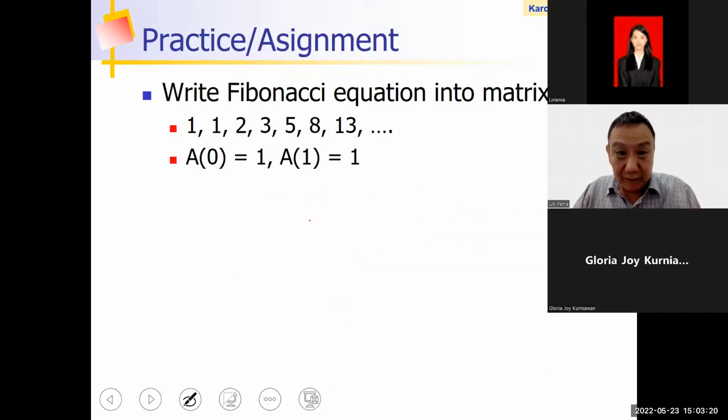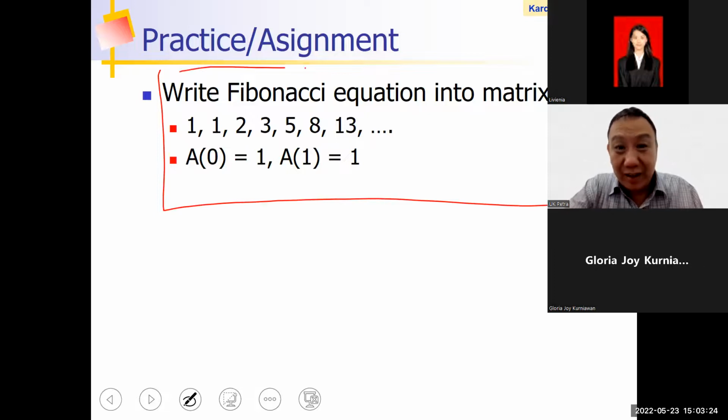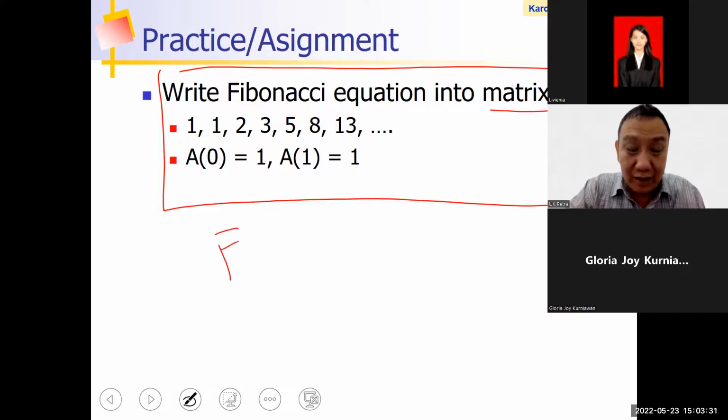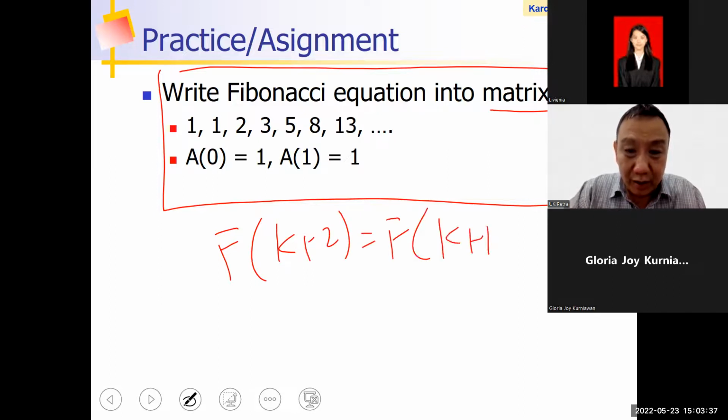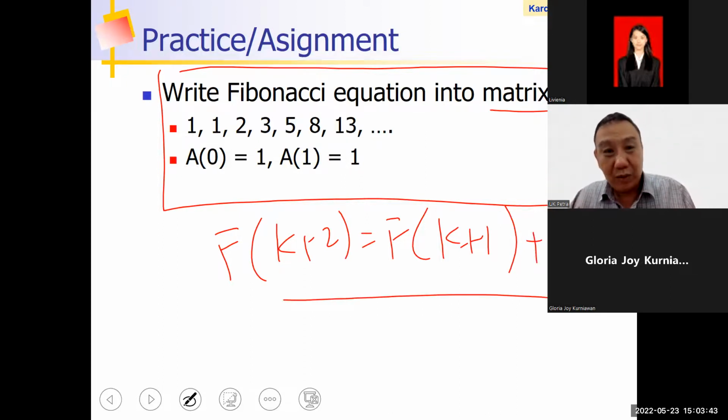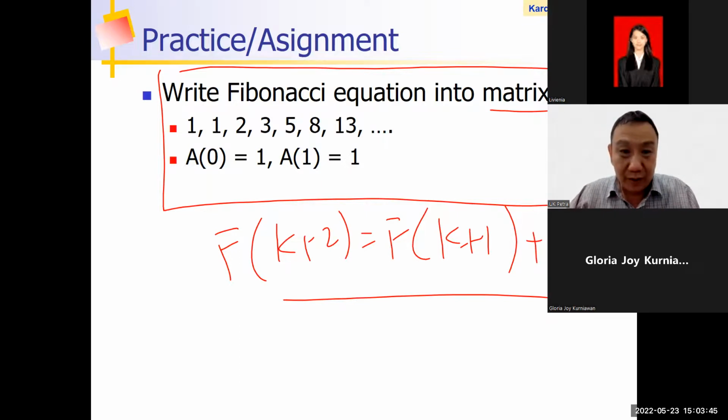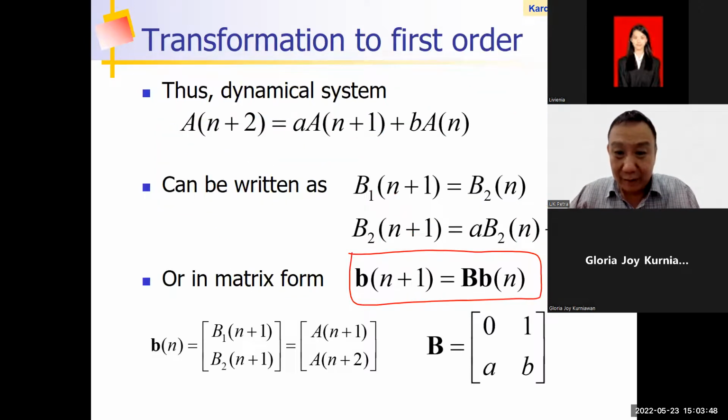Later you will do this assignment: Fibonacci, put it into matrix form. You know Fibonacci is f k plus 2 equal to f k plus 1 plus f k. So now put this into matrix form, like this.